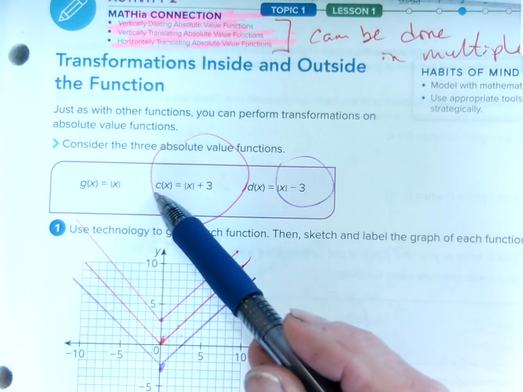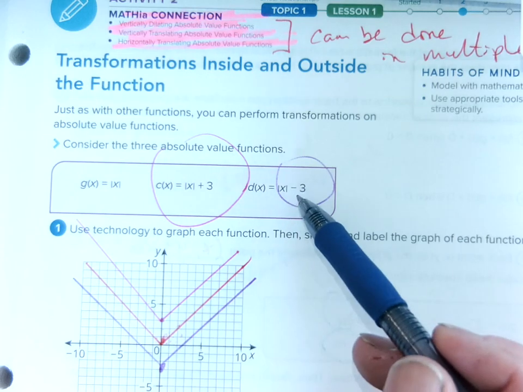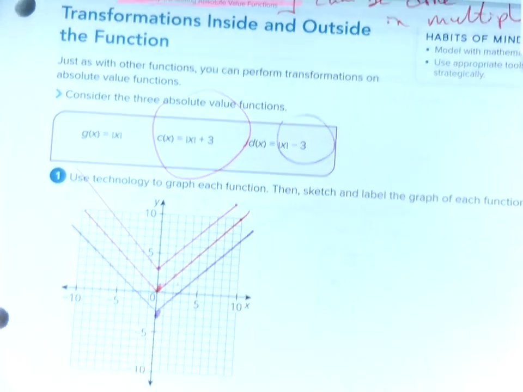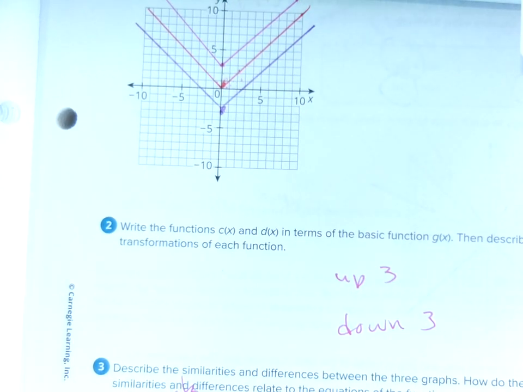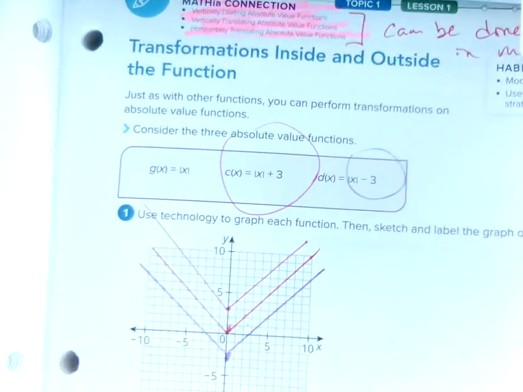So the function c of x is just moving up 3. Same graph, just up 3. And d of x is just the same graph, but down 3, okay? So what do we know? We do know, as far as similarities, that they all are the same shape, same absolute value. What's different is they'll have different x-intercepts. The domain will be the same, and the range will be different. Okay, that's what I know about them being similar and different.